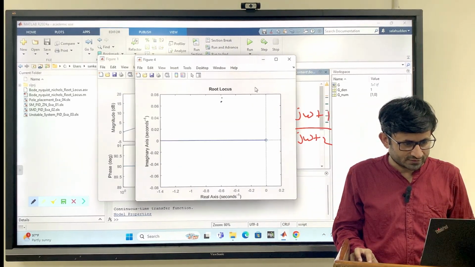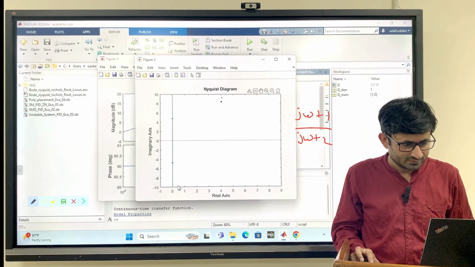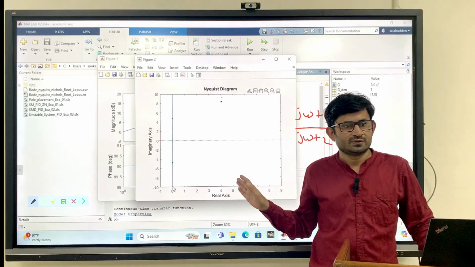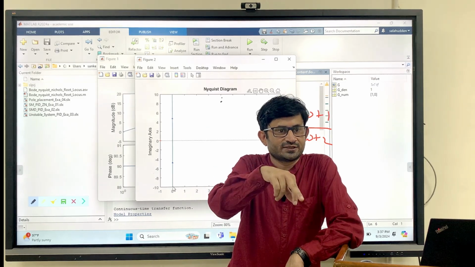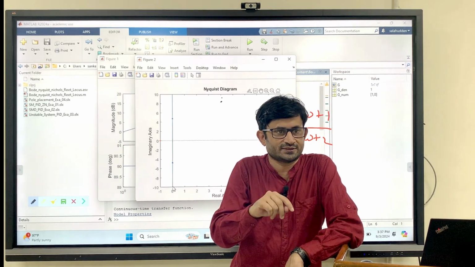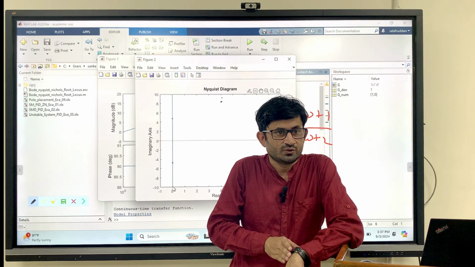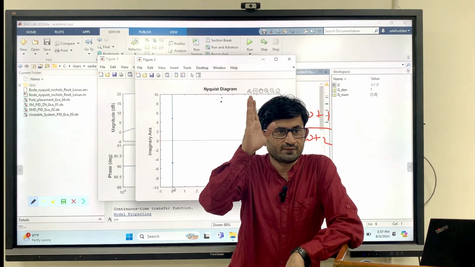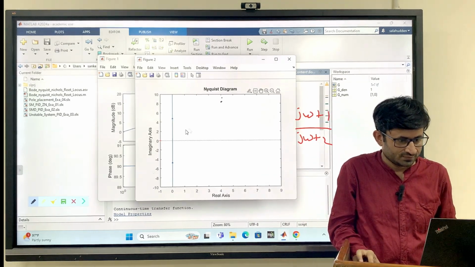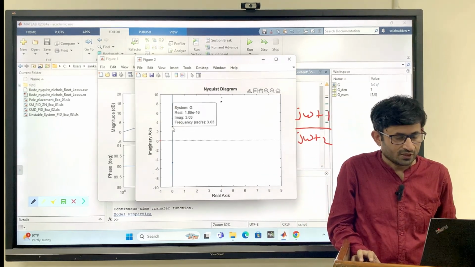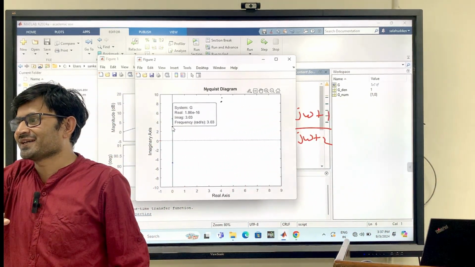And what about this Nyquist? It is actually at the origin, right? It is not crossing the imaginary axis and not crossing the real axis. But as you increase the frequency, where does it go? You are going towards infinity, right? So it will never come near -1, right?